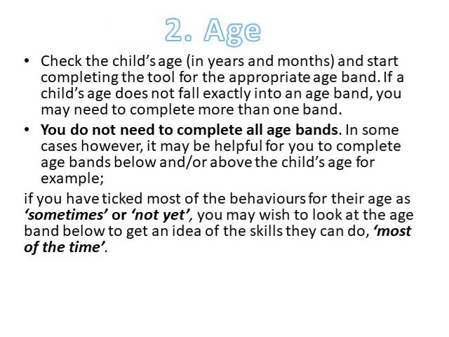Step 2. Age. Check the child's age in years and months and start completing the tool for the appropriate age band. If a child's age does not fall exactly into an age band, you may need to complete more than one age band. You do not need to complete all age bands. In some cases, however, it may be helpful for you to complete age bands below and or above the child's age. For example, if you have ticked most of the behaviours for their age as sometimes or not yet, you may wish to look at the age band below to get an idea of the skills that they can do most of the time.